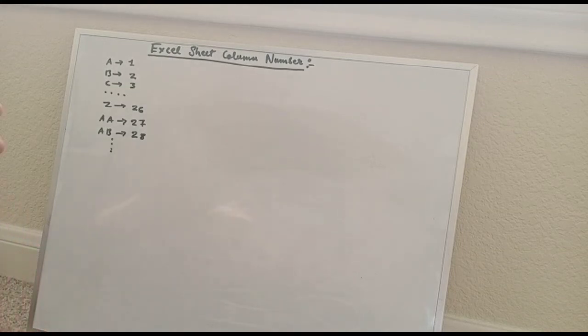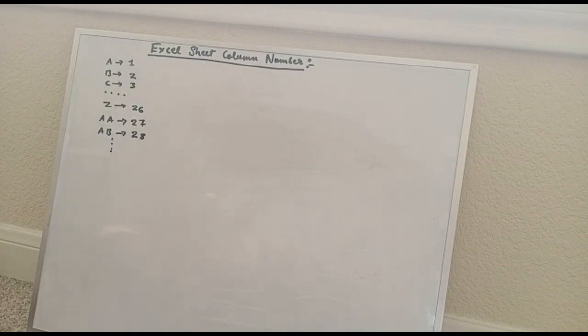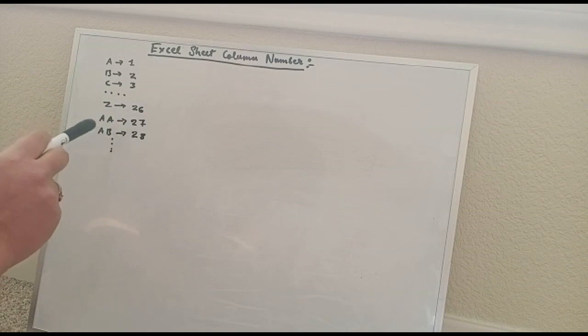Video, we are going to solve the Excel sheet column number problem. So what is the problem? We are given A, then we have to output 1, B then 2, and like that, Z equals 26. So AA means 27. After Z, it will be AA, AB, then AZ, then BA, and so on.